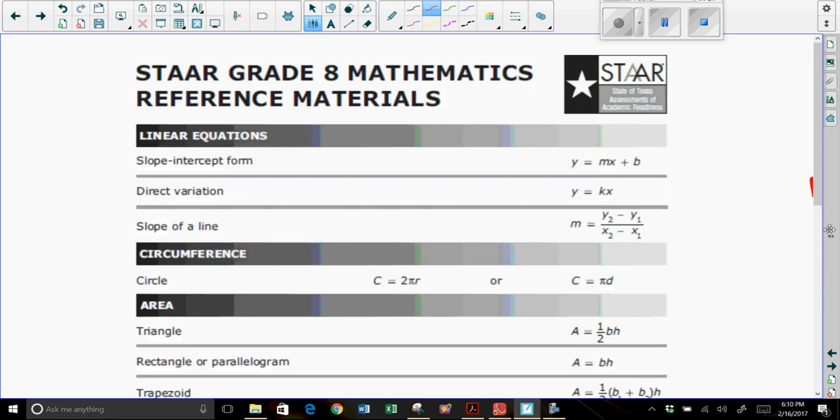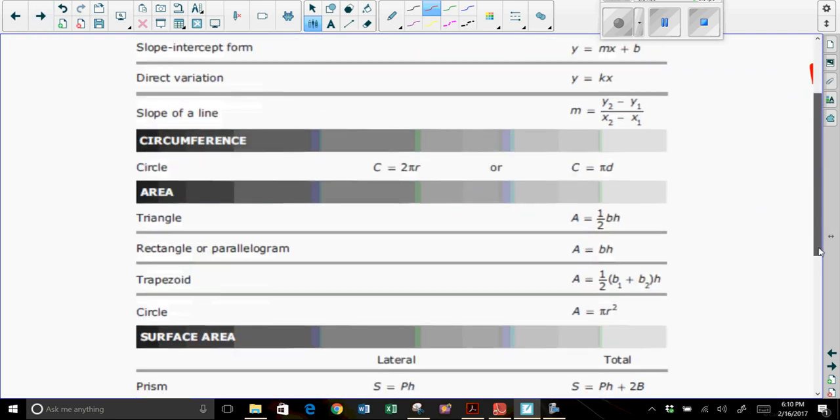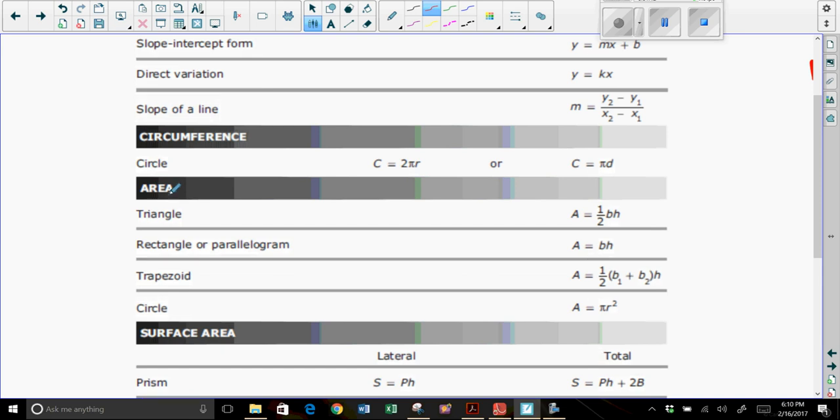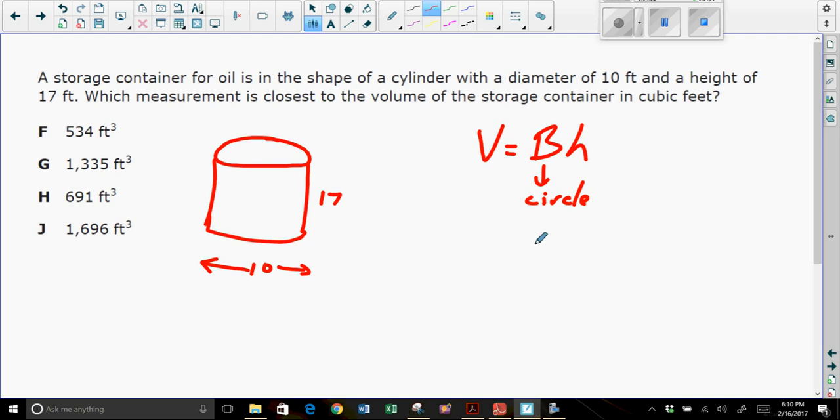We're looking for the area section this time. Here's my area. Area of a circle will be pi r squared. That will take the place of capital B. So capital B will now be pi r squared, and the only other thing I have to use is the h. Bring that down. So here's my final formula.